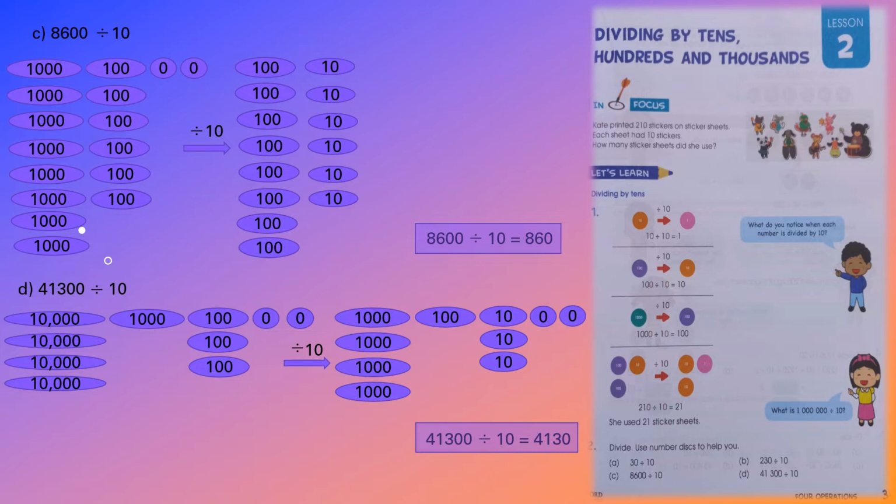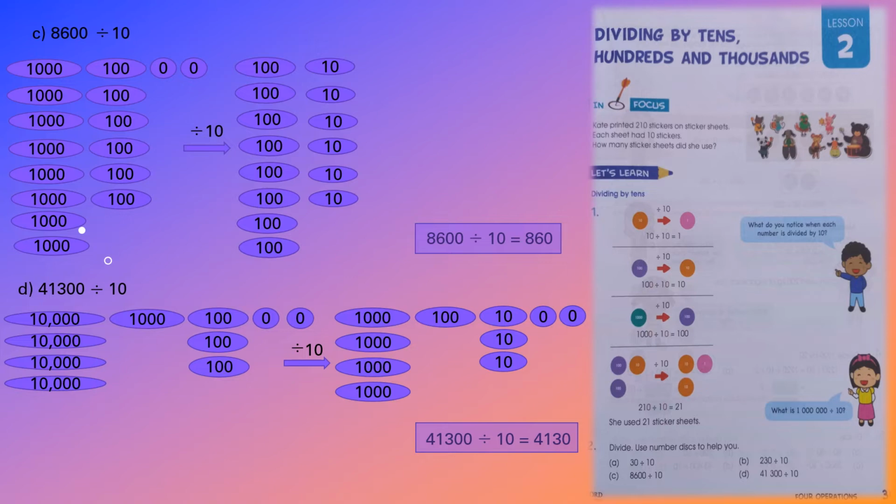So we have 86 tens, which means when 8,600 is divided by 10, we will have 860 as an answer.